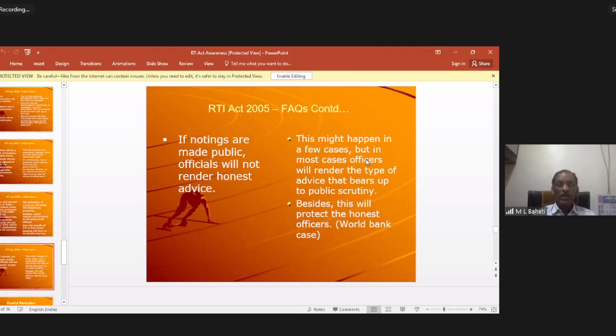This is regarding noting, file noting. If notings are made public, officials will not render honest advice. This might happen in a few cases, but in most cases, officers will render the type of advice that bears public scrutiny.